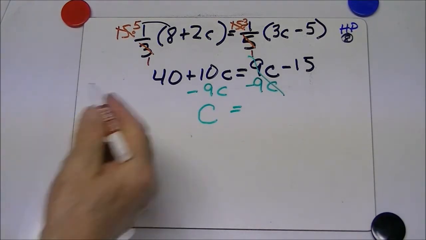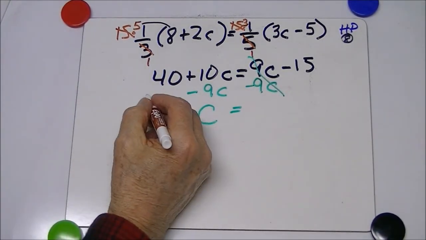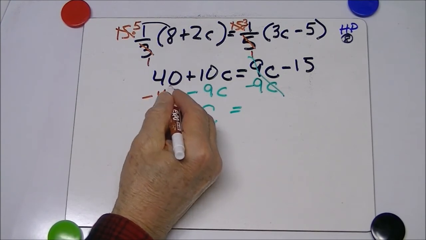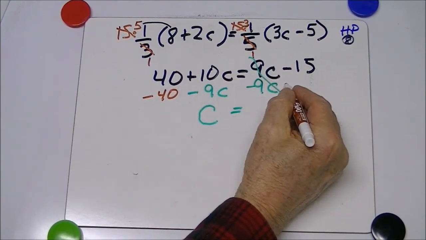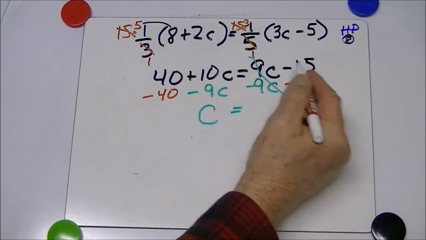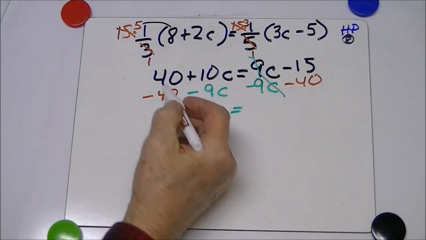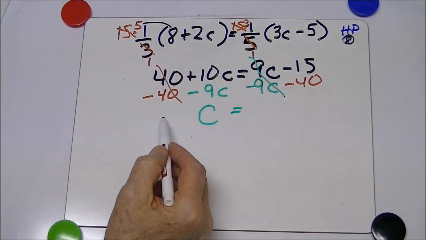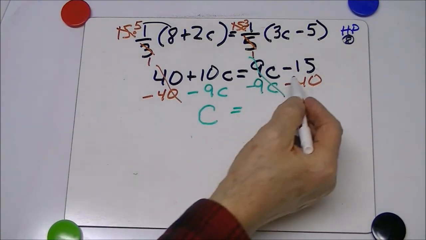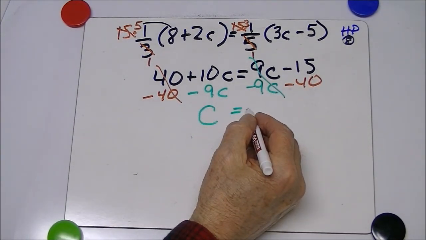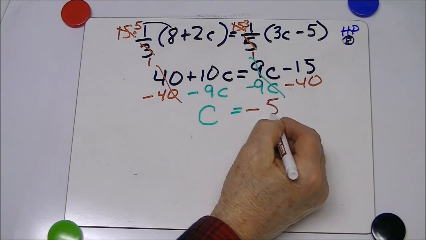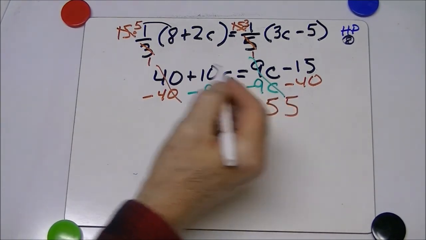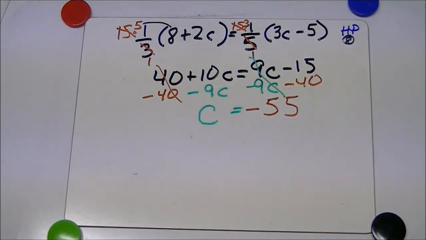Now, to get the numbers on the other side, I'm going to subtract a 40 from this side, and a 40 from that side. You have to be careful of the signs. This cancels out, and that gives you a 0. Here, adding these together gives us a negative 55. And that is the answer.